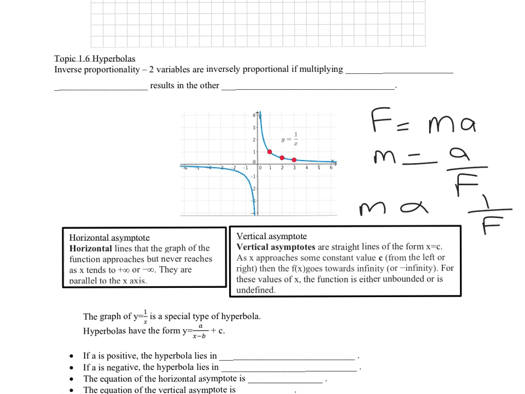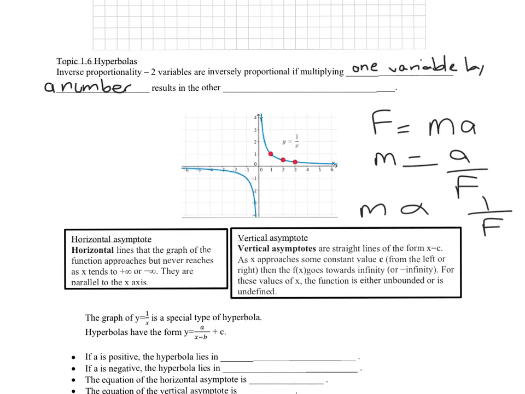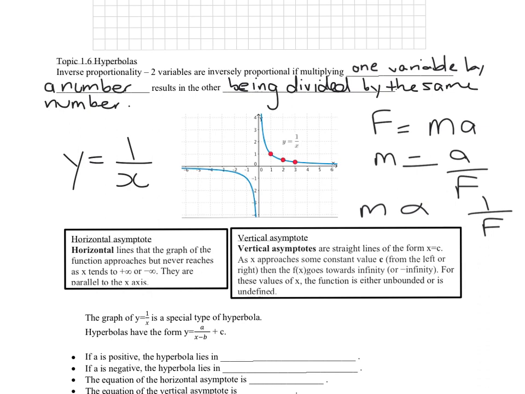So inverse proportionality is just simply that two variables are inversely proportional if multiplying one variable by a number actually results in the other being divided by the same number. We're on page 9, in case you were wondering. Okay, so we have an example here of y equals 1 over x. In other words, y is inversely proportional to x. And we get this graph, a graph that looks like this.